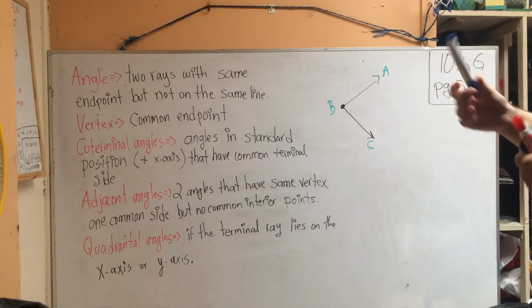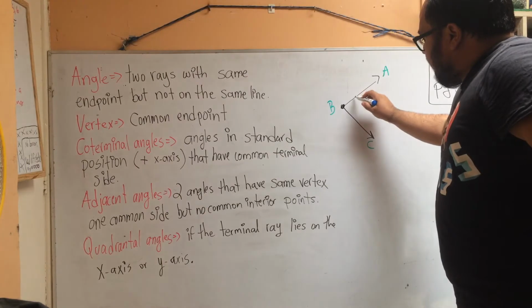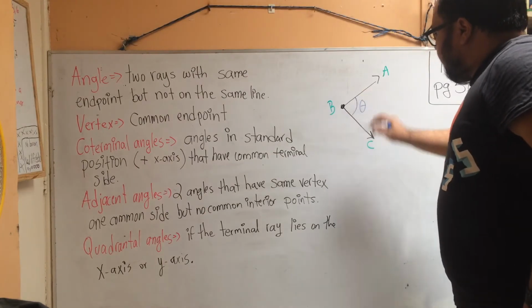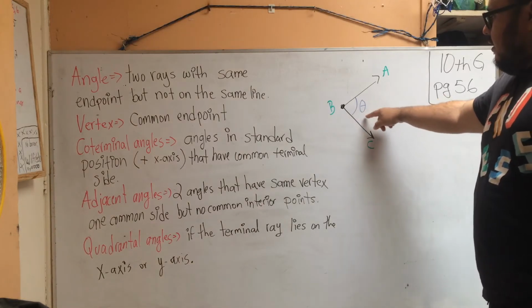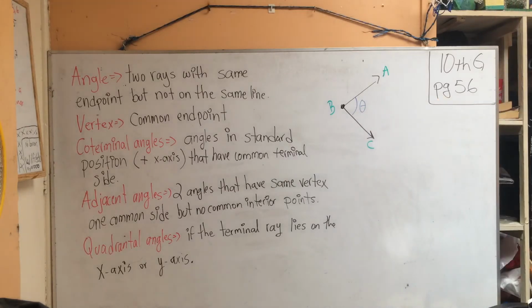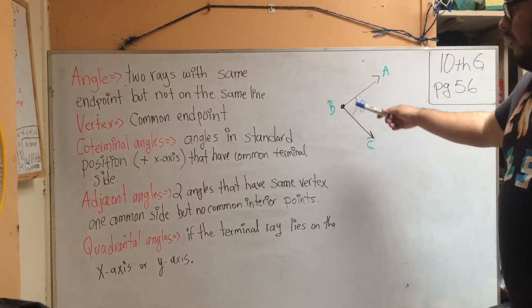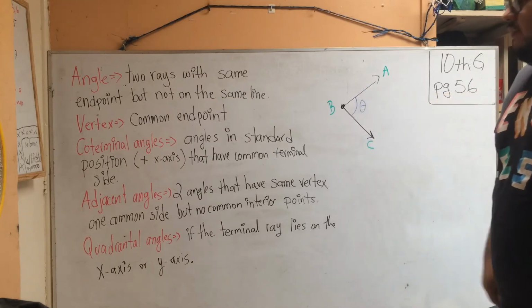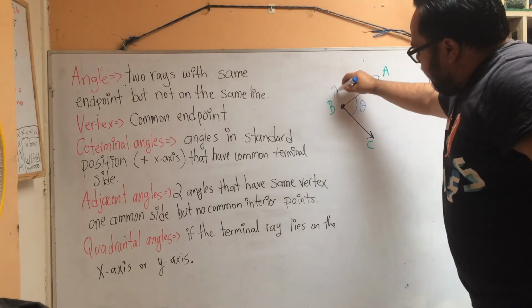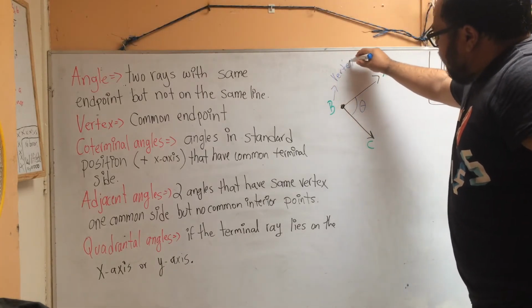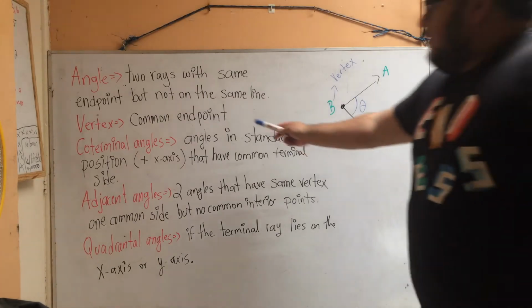And the distance in between these two rays is the angle. The angle, we can name it in several different ways. We can use alpha, beta, theta, omega. I usually like to use theta, which is a 0 with a line in the middle. So when we're talking about the angle, we're talking about the measurement between these two rays, and they have the same endpoint. Endpoint, as in this one, is also called a vertex. And this is the vertex.